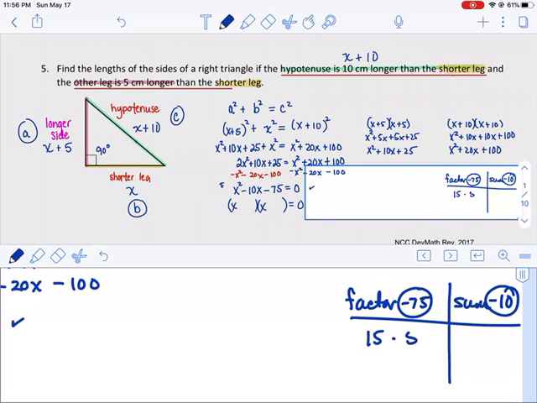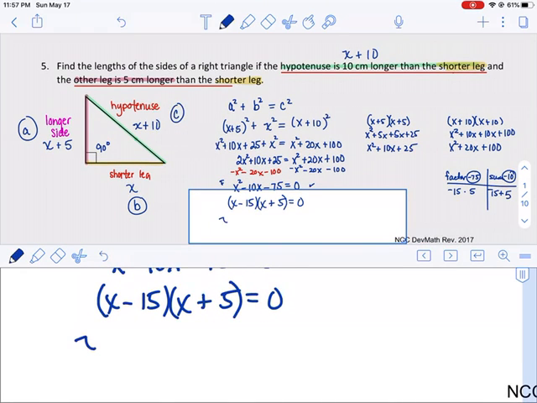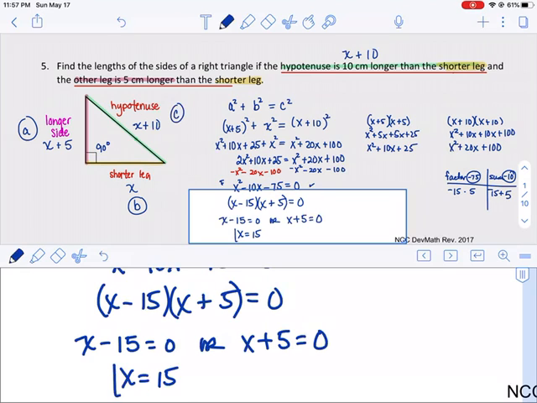The 15 goes into 75, 15 times 5, and a sum means you're going to add 15 plus 5. So one of them has to be negative, and it's got to be the 15, because negative 15 plus 5 is negative 10. So then we have x minus 15 and x plus 5 is equal to 0. Then, using the principle of zero products, we would have x minus 15 is equal to 0, or x plus 5 is equal to 0. So we get x is equal to 15, or x is equal to negative 5.